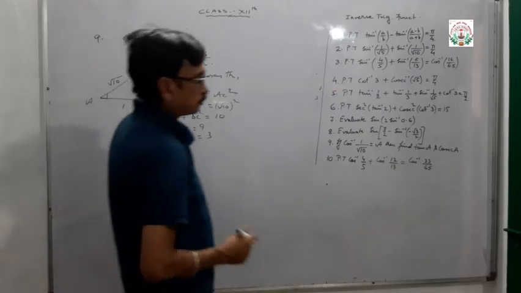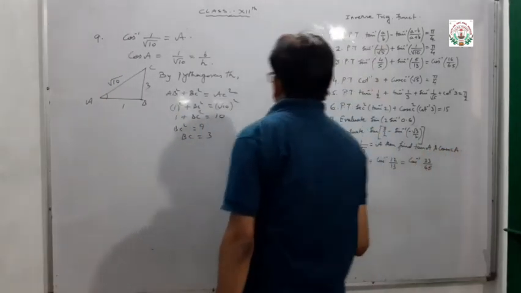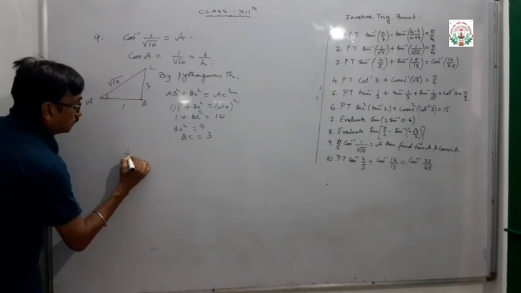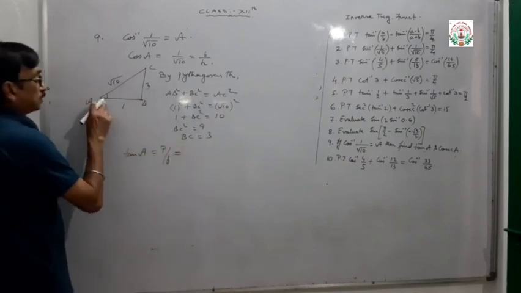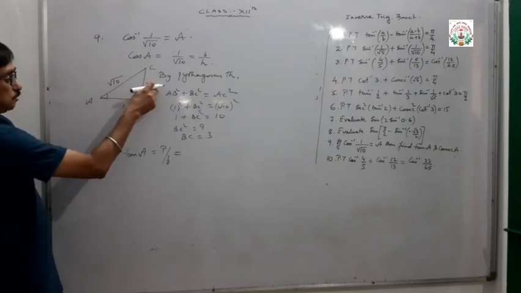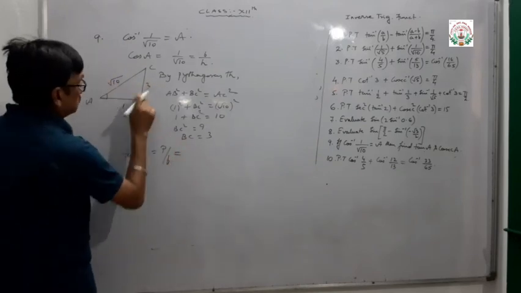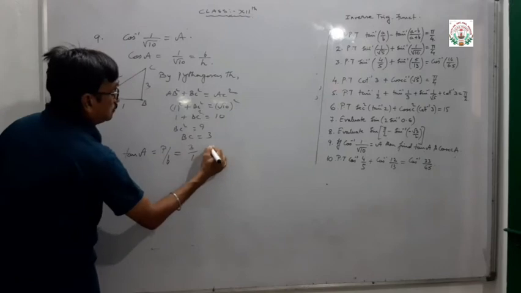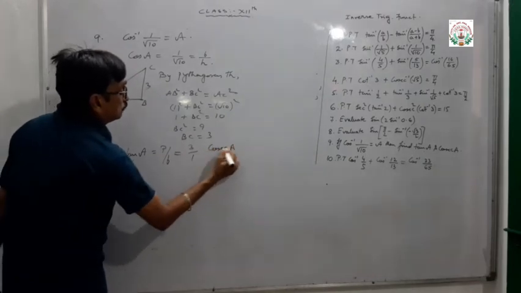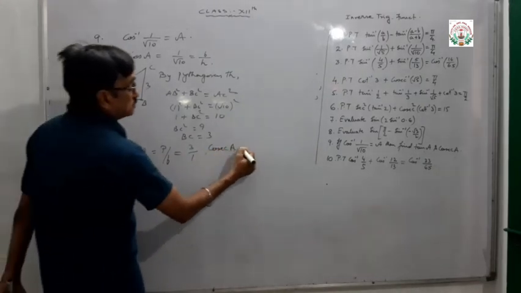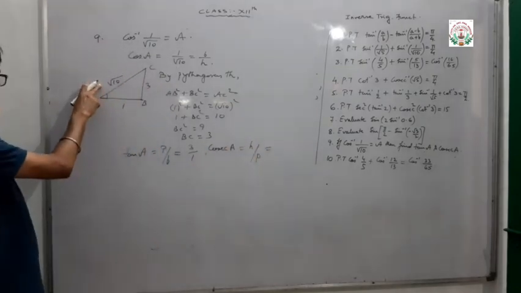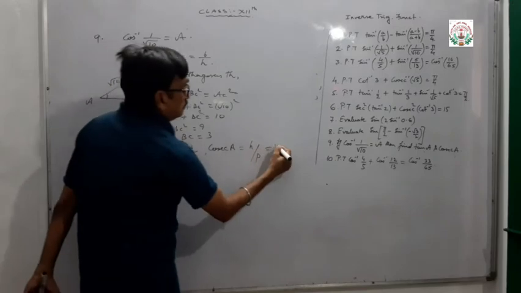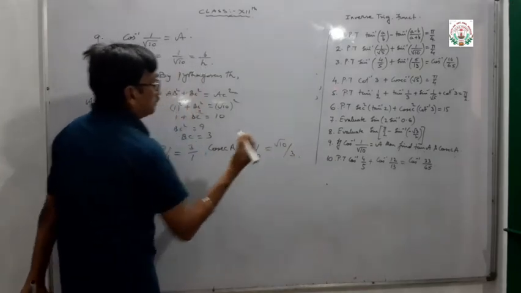And now what do we have to calculate? We have to calculate tan A and cosec A. As we know, tan is given by perpendicular by base. The acute angle is A, so perpendicular is 3, base is 1. So 3 by 1. And now we have to calculate cosec A. Cosec is hypotenuse by perpendicular. So hypotenuse is root 10 and perpendicular is 3. So that becomes root 10 by 3.